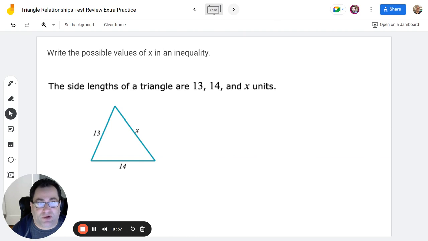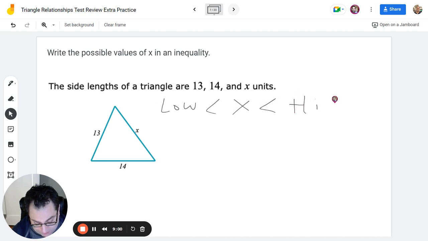Number 7. All right, for number 7, write the possible values of x in an inequality. Specifically, when given two sides of a triangle and you need to identify the window of sides that create a triangle, we need to use the triangle inequality, a compound inequality. So in this case, we're going to have a low end, and we're going to have a high end, right?